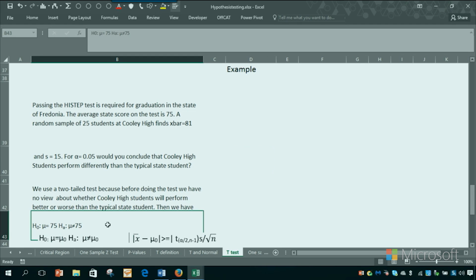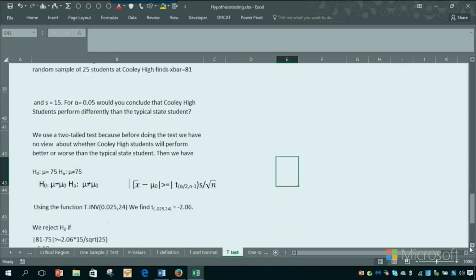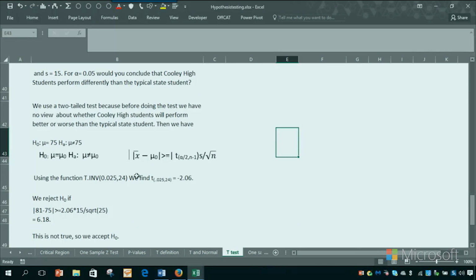So our null hypothesis is that the mean is 75 for the Cooley High students. The alternative, it's not equal to 75. So that's a two-tailed test. So down here, we put down basically the critical region for that. You take the absolute value of the sample mean minus mu zero, which is 75 here, compare it to t sub alpha over 2, the t.025, with in this case 24 degrees of freedom, times the sample standard deviation divided by the square root of the sample size.